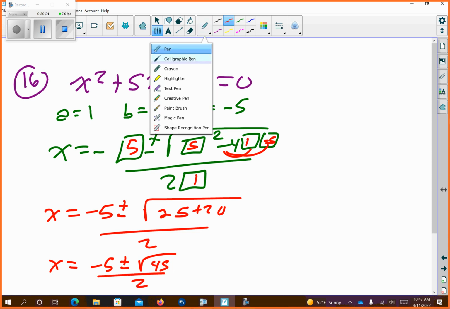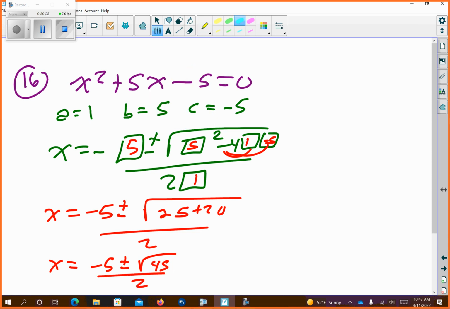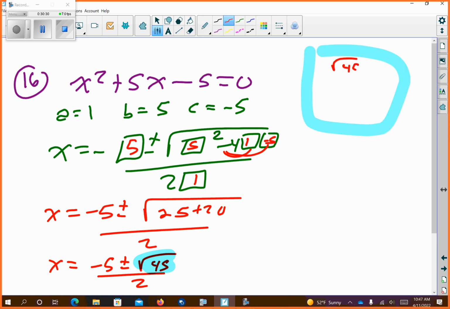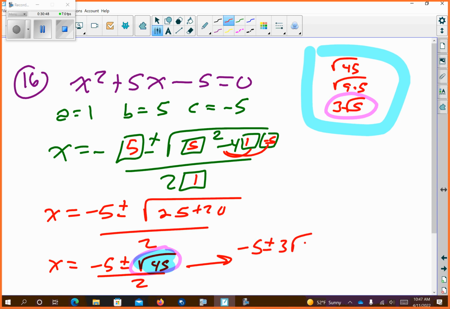If you leave it like that, you're missing a point. So realize that root 45 we can do up here. Root 45 is going to break down to 9 and 5, which is 3 root 5. So I'm going to replace it with 3 root 5. This is going to go in for here. And then, let's see, negative 5 plus or minus 3 root 5 over 2. That will not reduce. That's my answer.